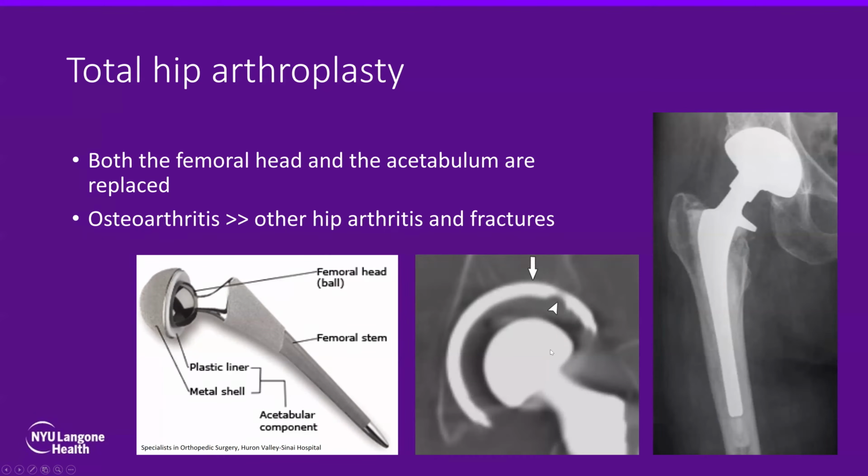On CT, we can see it better. This is the proximal aspect of the femoral stem. This is the femoral head. The radiolucent part is the plastic liner in this case, and the outer shell is metallic. And this is how we see it on radiographs: femoral stem, femoral head, and the acetabulum. The liner is a lucent component that the metallic part overlies, so you may not see it beautifully on radiographs. So this is a total hip arthroplasty.